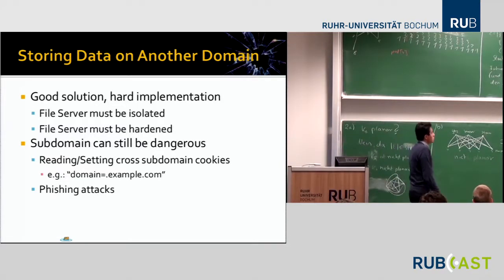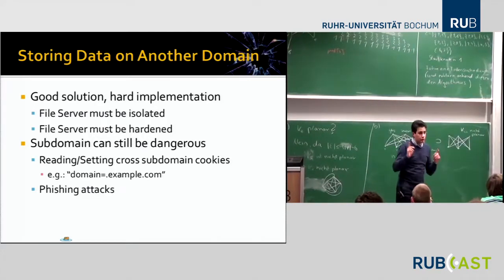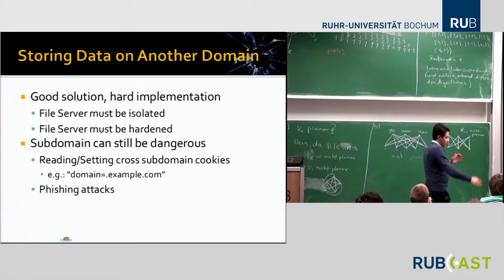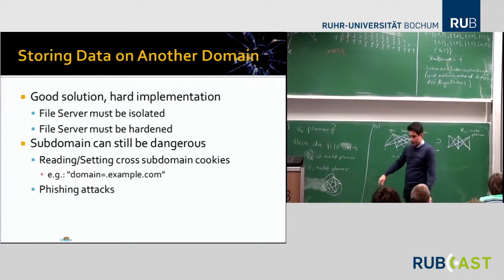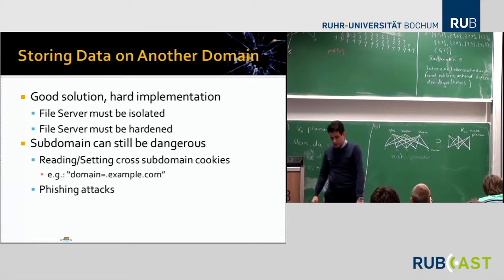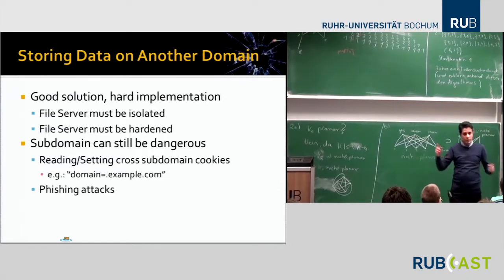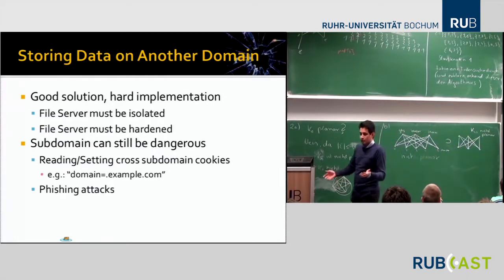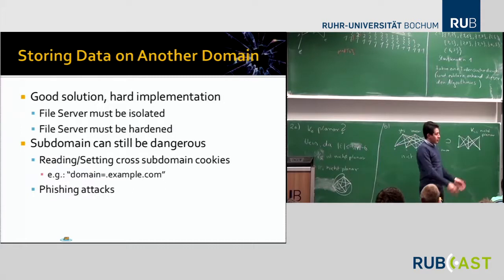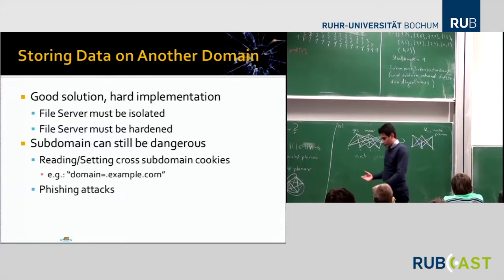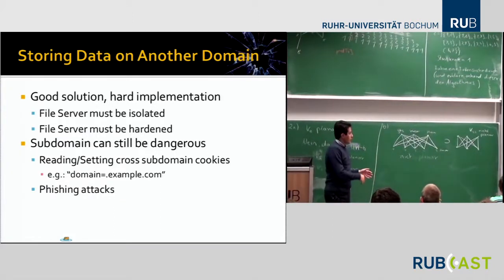Storing data on another domain is a very good idea, but it's very hard to implement correctly and also very expensive. For example, the file server must be isolated. The web server on that file server should be a very simple web server that shouldn't run anything. It will be hardened to death, and it should be very, very secure. It's good if you do it. You can actually use the cloud nowadays and upload to Twitter or other websites and say, we don't care about these things, they are going to the cloud. Upload whatever you want.